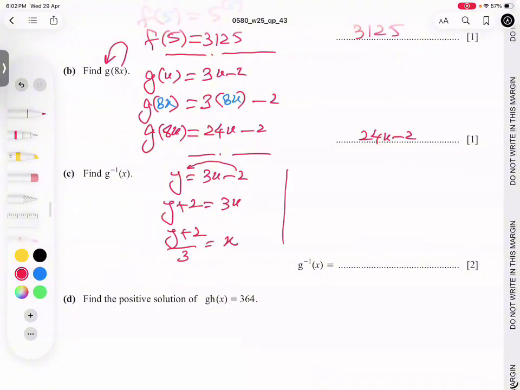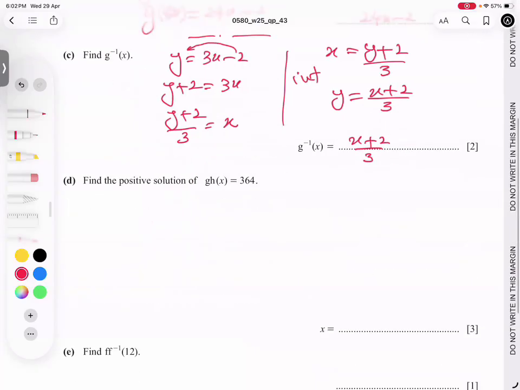Now switch, okay. Switch x and y, left and right. Switch the places. We get this kind of thing: x plus 2 over 3. Interchange means x becomes y and y becomes x. And this is our final answer. And I can say this is the inverse of the function. So I think the point is very clear.